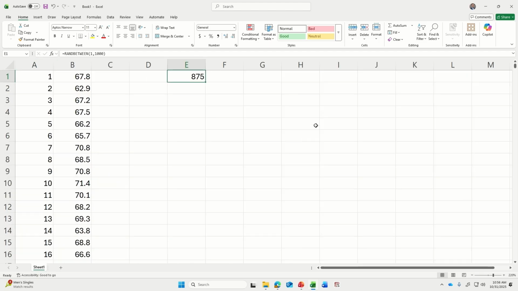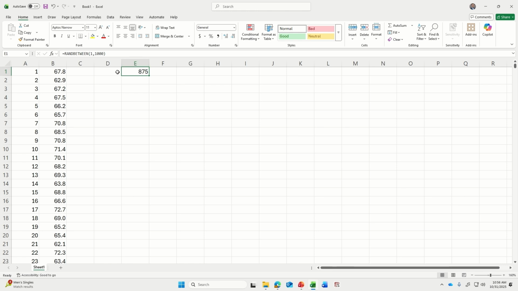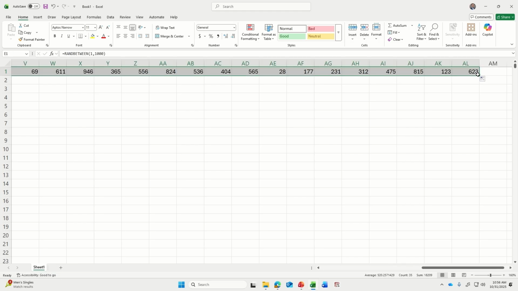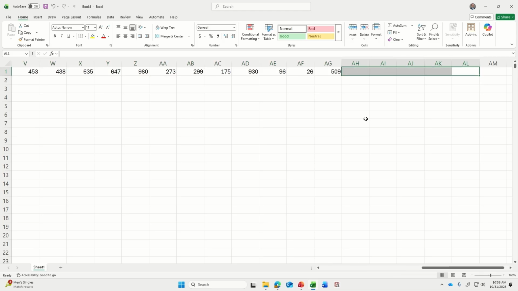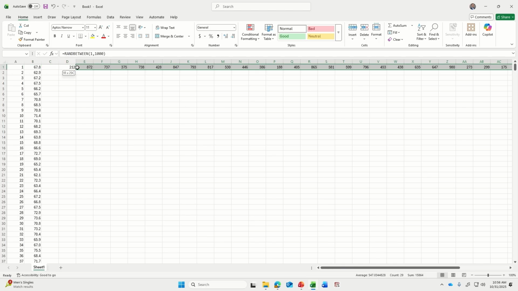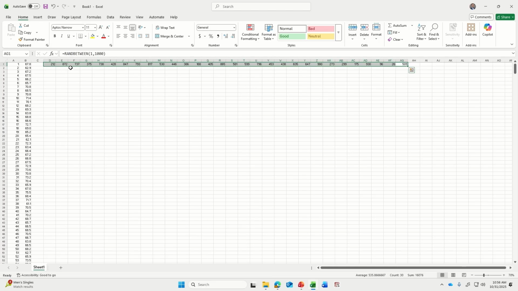I want to take a sample of 30 students. So I'm going to make sure that I get 30 of these. That's 16. That's 35. Let me see if that's 30. Okay, perfect. So this is 30 random numbers between 1 and 1,000.